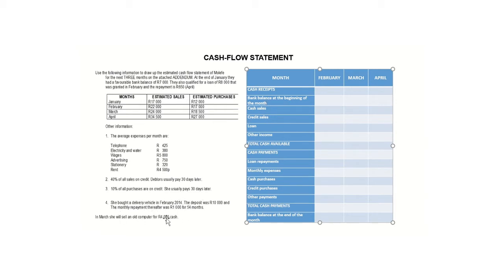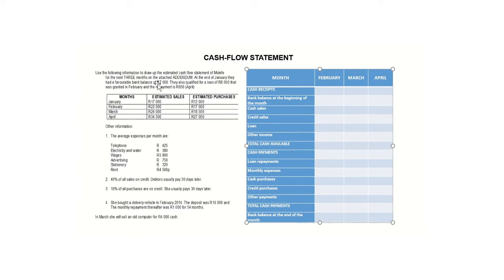We might also have some additional information about what will happen in the future. We might receive a loan or we might sell something in the business. So every transaction matters. The transactions will be given to you. You interpret them and capture them on the addendum to complete your cash flow statement. So let us start from the top.